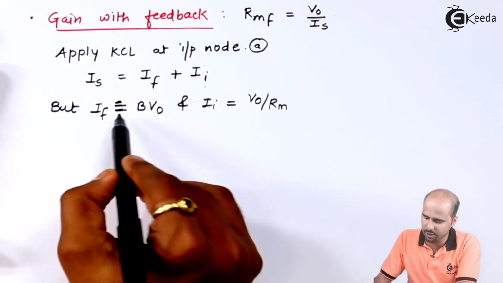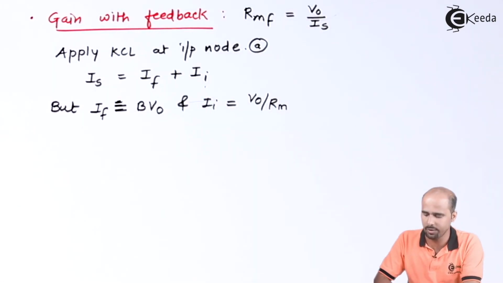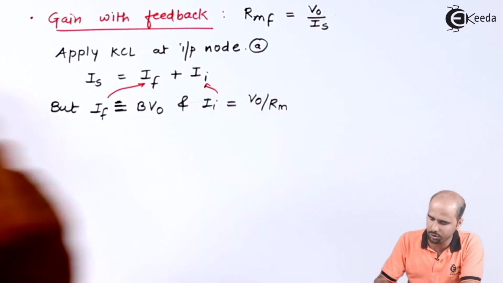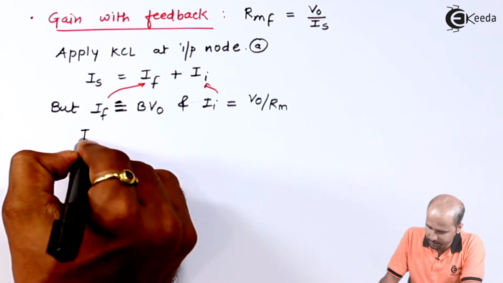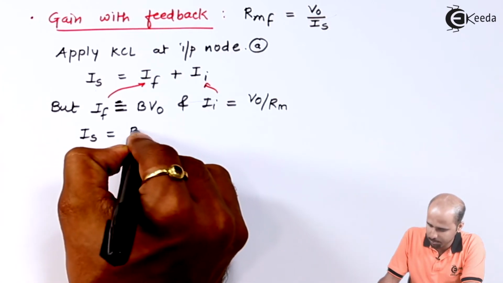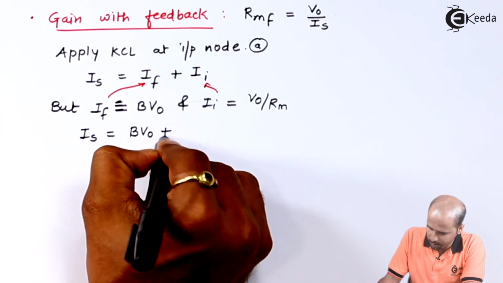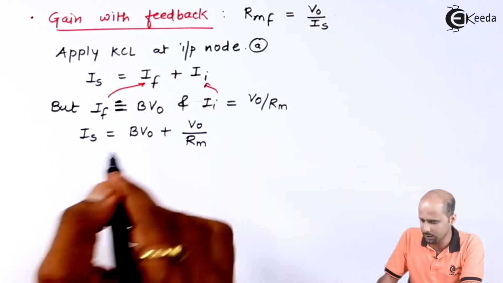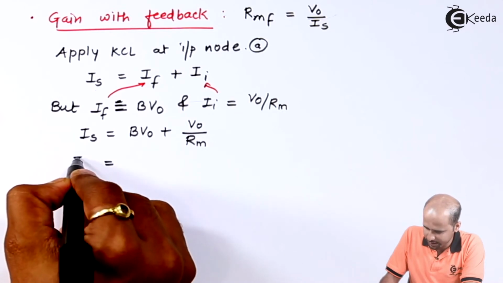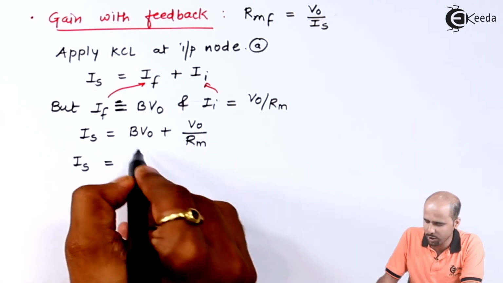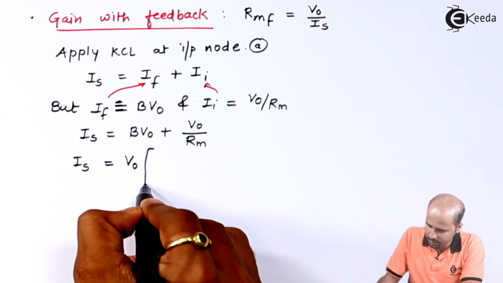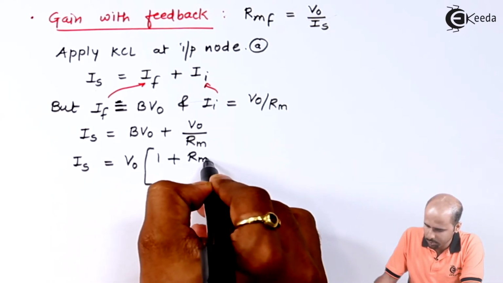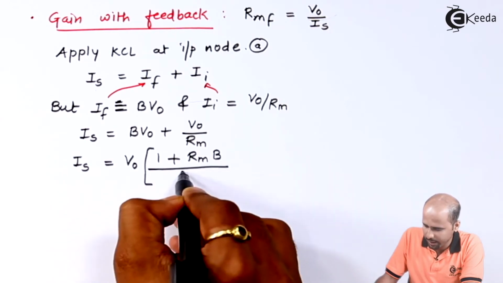So VO itself is nothing but RM into II, so II will become VO divided by RM. If we put these two values in equation 1, this is how we'll get the value of IS as B into VO plus VO divided by RM. Clear? So let's try to get that IS. VO I will take common, and then I will get 1 plus RM into B divided by RM.